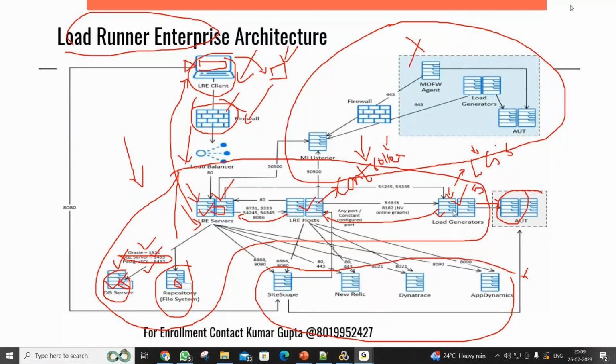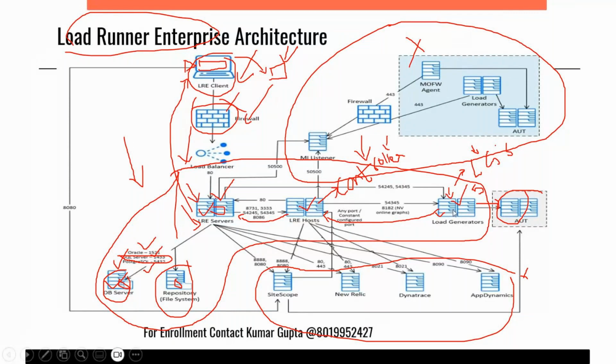Madhuri, the minimum you need is one machine for LRE, one machine for the DB server, and one machine for the controller. On the same machine, the controller itself you can use as an LG. So this is machine one, this is machine two, the DB server, definitely you need another machine. And machine three, you can put both the controller as well as the LGs.